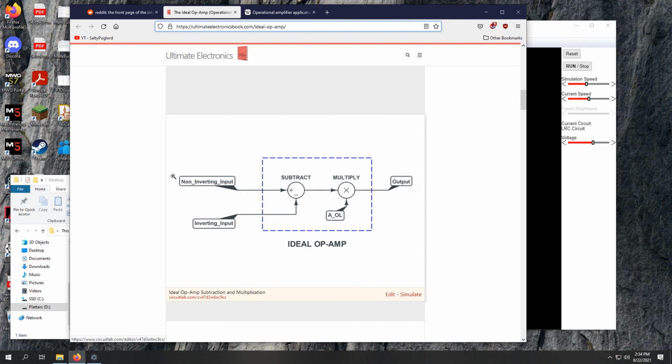Remember, both input voltages are sensed. There is a difference between those two voltages. The order in which they are subtracted depends on which one is connected to the plus input and which is connected to the minus input. And then whatever that difference in voltage is between the two, it's the difference in voltage multiplied by a huge amount, and that is your output voltage.